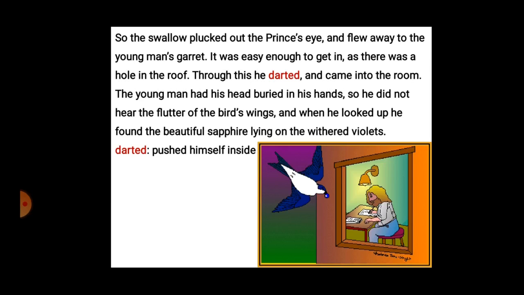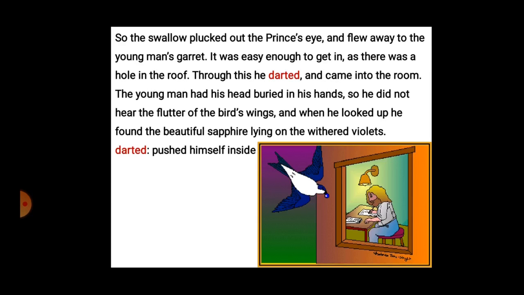It was easy enough to get in, as there was a hole in the roof. Through this he darted and came into the room. The young man had his head buried in his hands, so he did not hear the flutter of the bird's wings. And when he looked up, he found the beautiful sapphire lying on the withered violets. Darted, that means pushed himself inside.